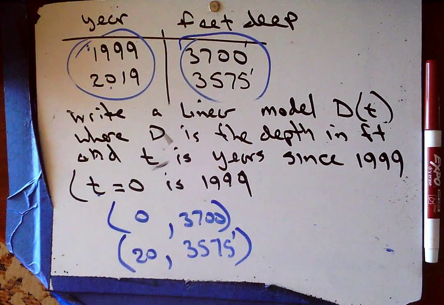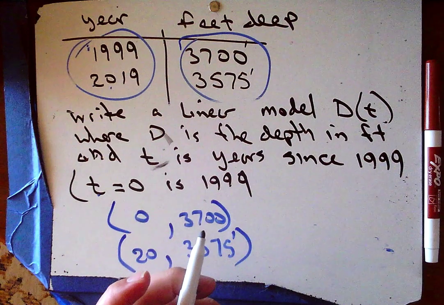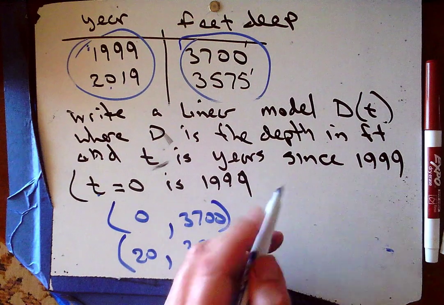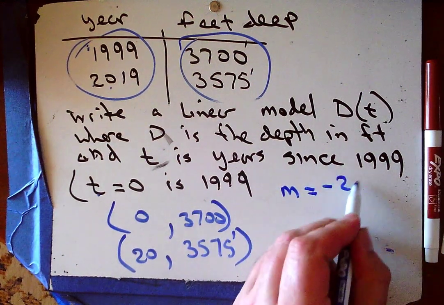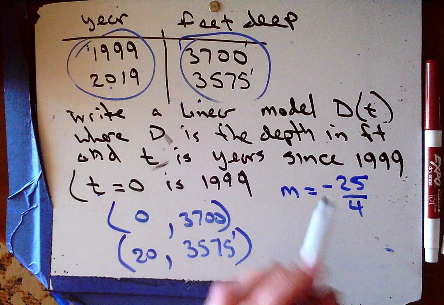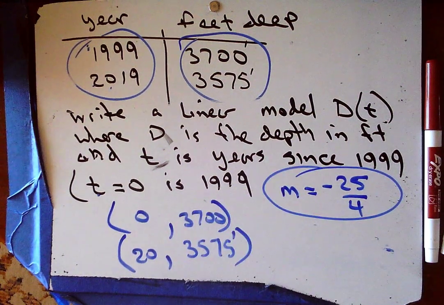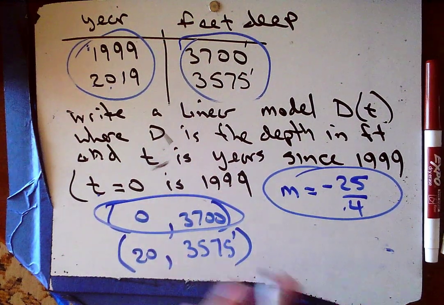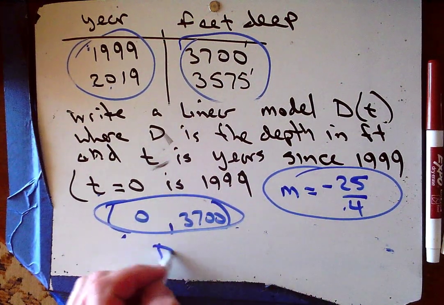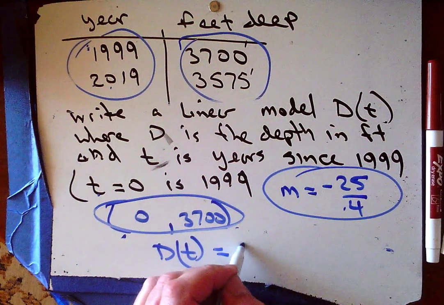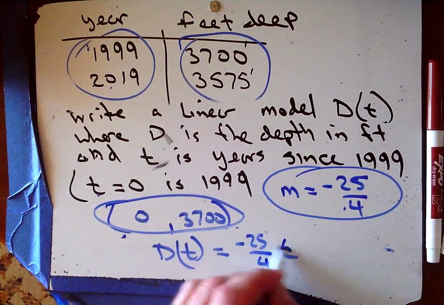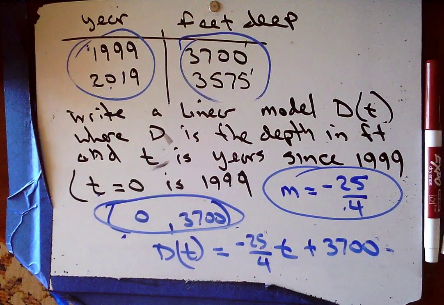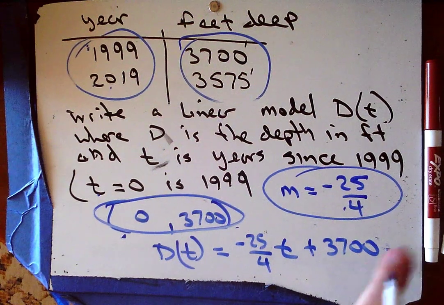Well, that's easy. We know already the slope, the average rate of change. We found out that that average rate of change, m, was equal to negative 25 over 4. So there's my rate of change. Here's my initial amount. So I can just write d of t equals rate of change times the input variable plus the initial amount. There's my depth of water model, right?